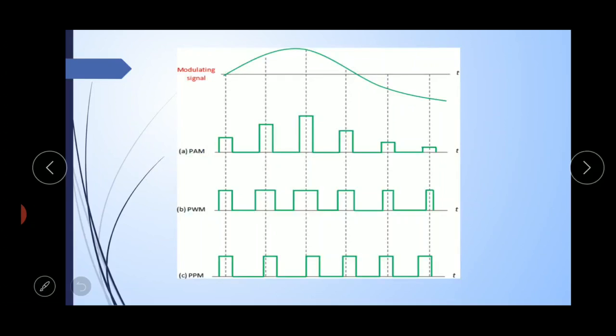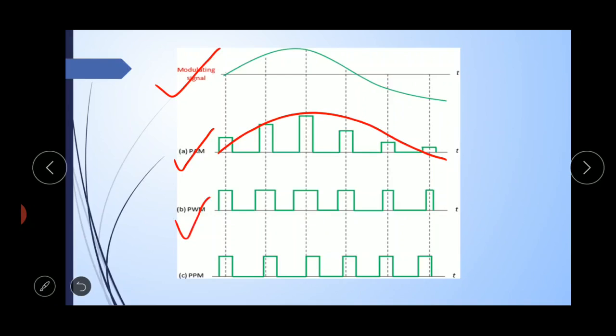Here you can see this one is the modulating signal, this one is the pulse amplitude modulated signal. Here the amplitude of the carrier pulses changes according to the modulating signal. You can see the amplitudes of the pulses are not the same, they are varying according to the modulating signal.